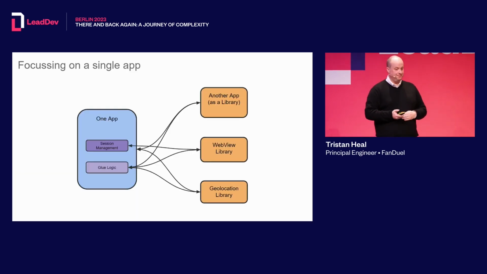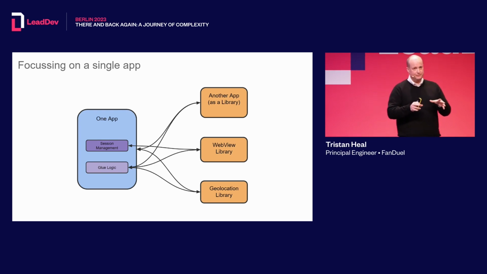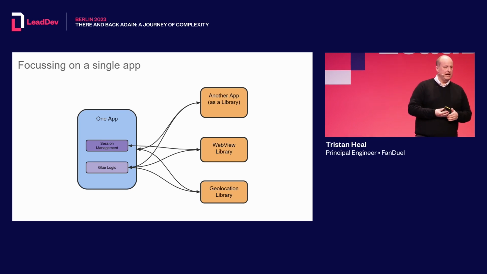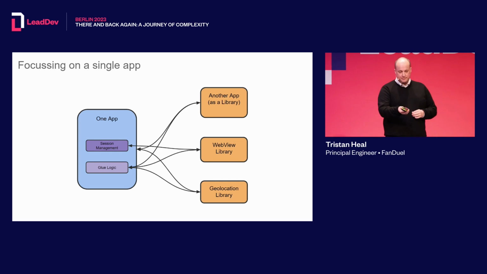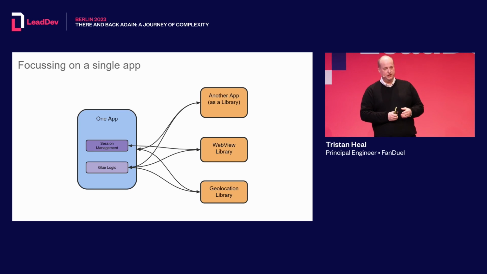So what do we do about it? So I want to zoom in now just on a single app, because otherwise this is going to be really difficult to visualize. So let's imagine we've got one app, and that one app is, as you've seen, doing its session management, and it's got its glue logic that's managing its dependencies. And it's depending on its WebView library to present its user journeys for session management and digital wallet. It's also got another app as a library for cross-selling, and it's got its geolocation library.